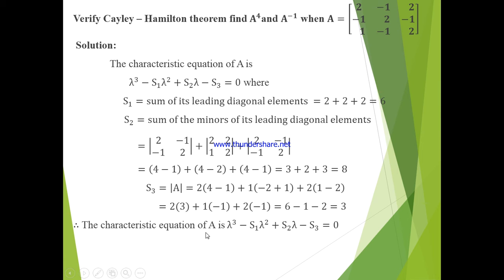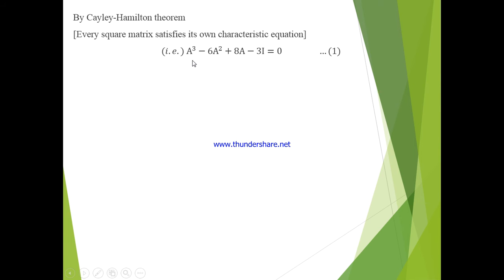So the characteristic equation of the given matrix A is lambda cube minus s1 lambda square plus s2 lambda minus s3. S1 is 6, s2 is 8, s3 is 3. Substituting, we get lambda cube minus 6 lambda square plus 8 lambda minus 3 equals 0. So we have to verify the Cayley-Hamilton theorem. The Cayley-Hamilton theorem says every square matrix satisfies its own characteristic equation.